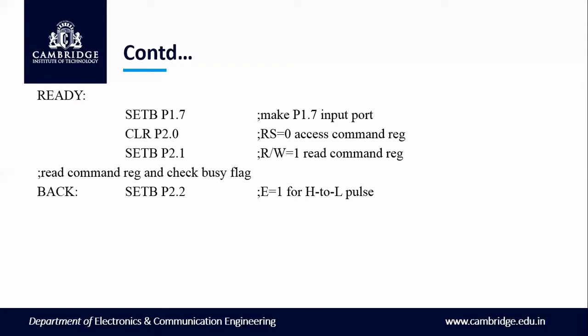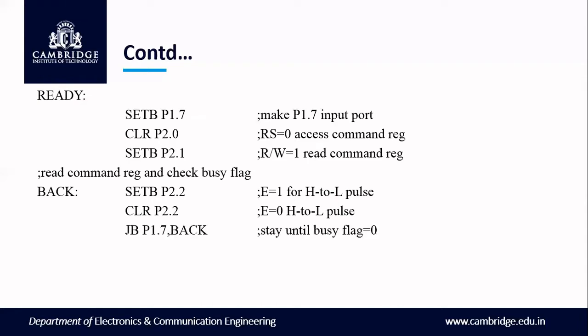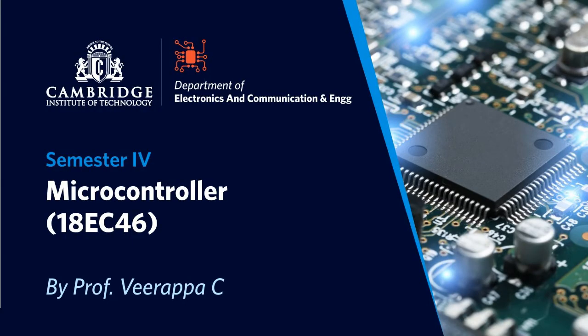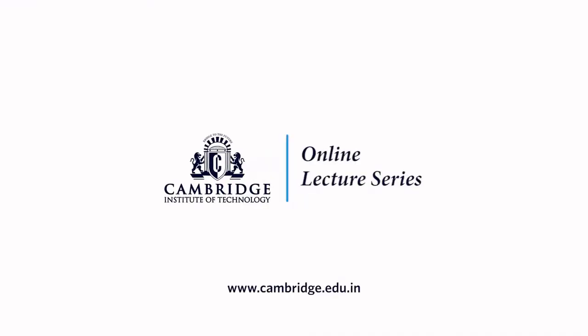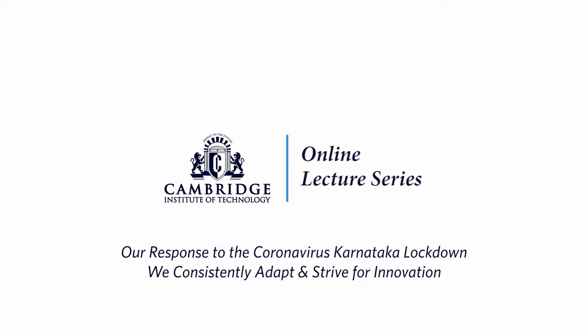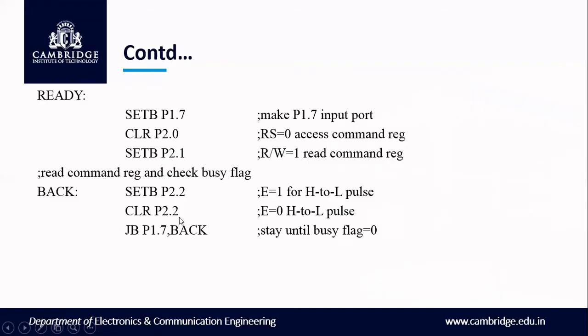Here, setting the bit means you are giving a high to low pulse, enabling and disabling. Then you are checking the D7 bit, with jump if P1.7 back. If it is true, then it is busy. You will be checking for 0. When it becomes 0, that indicates your LCD is ready. Here you are using jump if bit, which means if it is 1, it will be true. So again it will go back, enabling and disabling.